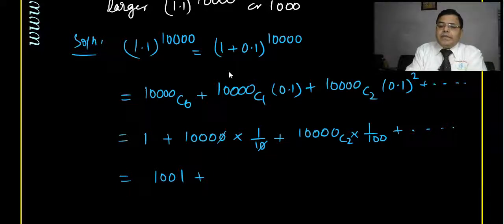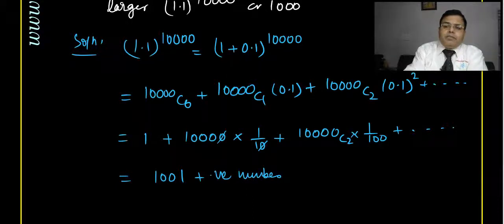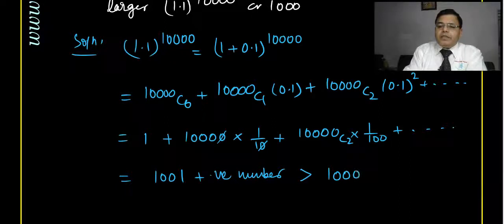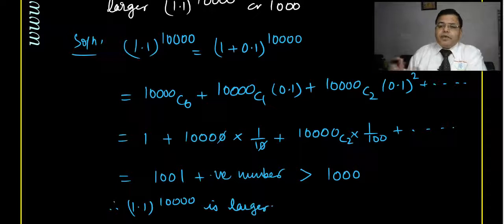Plus this will be something positive number. Some positive numbers, plus some positive number. Right? Positive numbers, because there after some number will come. So clearly it is greater than 1000. So of course, 1.1 to the power 10,000 is larger. I hope you got it.